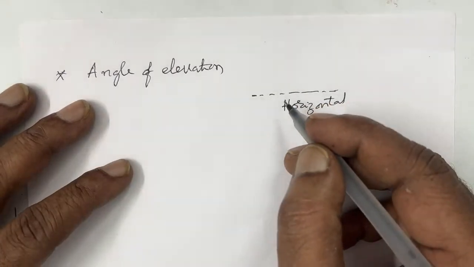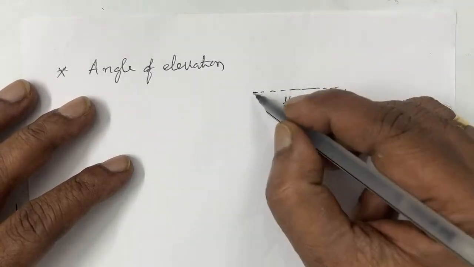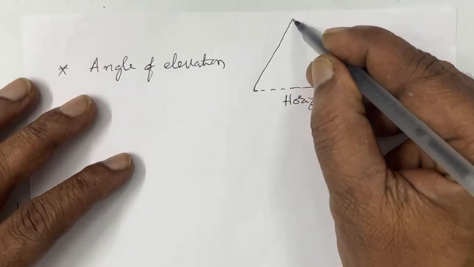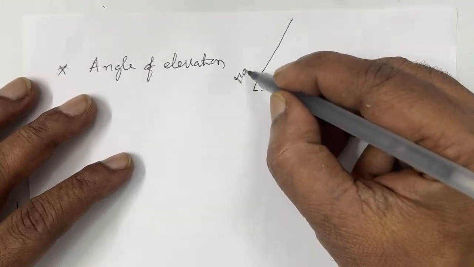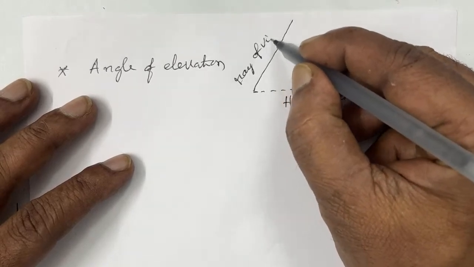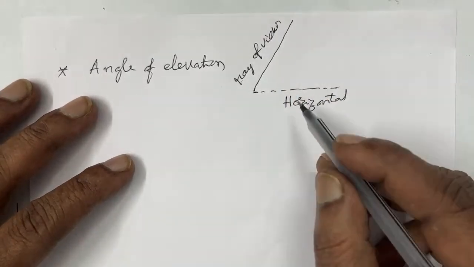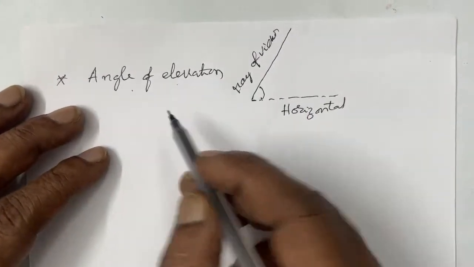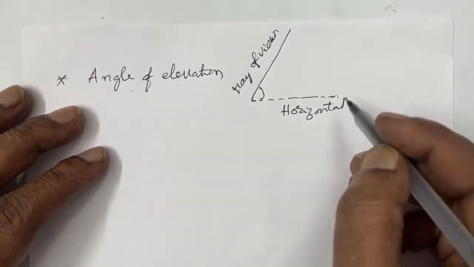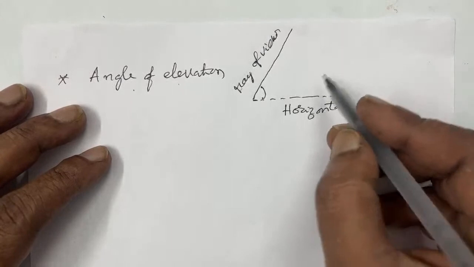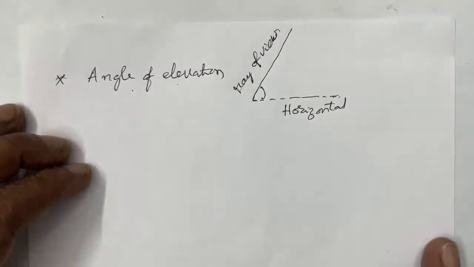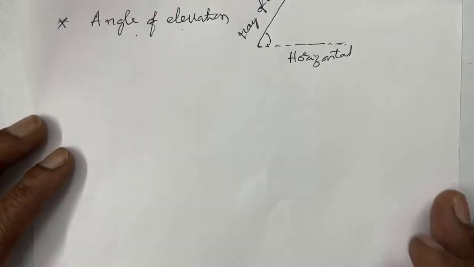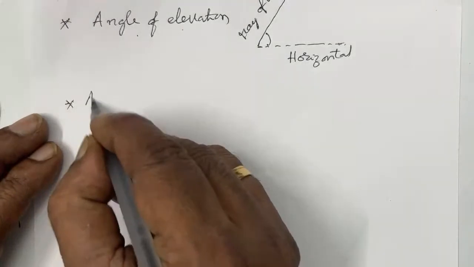When we want to see a tower or a building, we have to look upward. This is what we call the ray of view, where we are viewing upward. Above the horizontal, the angle that is made, that is called the angle of elevation. Above the horizontal, that means above the ground, the angle you are making is the angle of elevation. This is the first thing we have to go through in the application of trigonometry. The second one is the angle of depression.